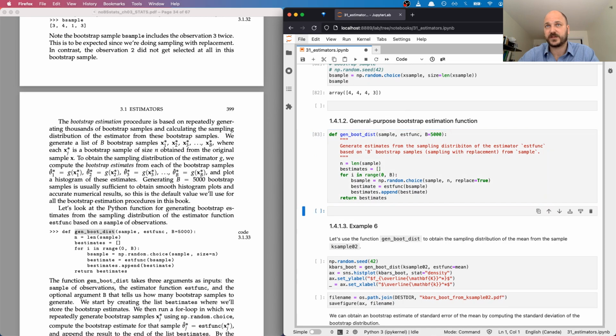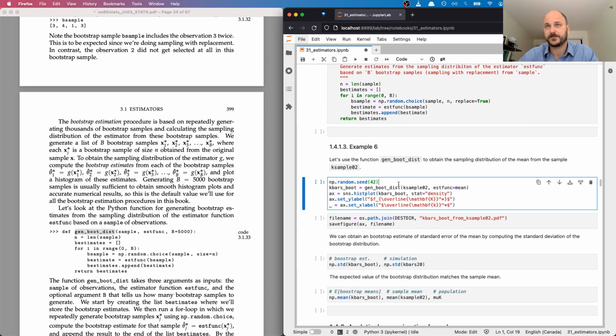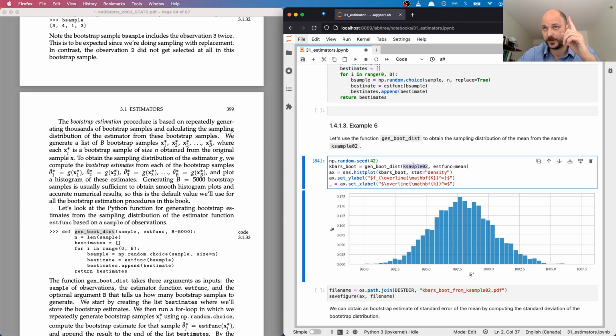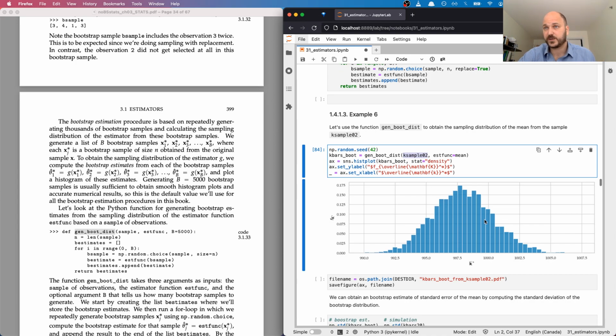Let's define this, and let's see it in action. So notice it took a little bit of time to run because it generated 5,000 samples. And what we get is something that looks very much like the sampling distribution from the true population, but we didn't know the population. We just used the data from one sample. One thing to observe, the true sampling distribution should be centered at 1,000, right?